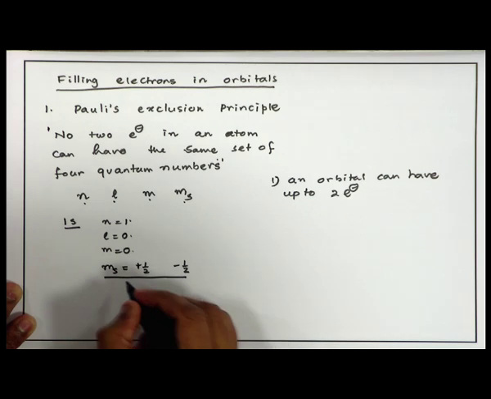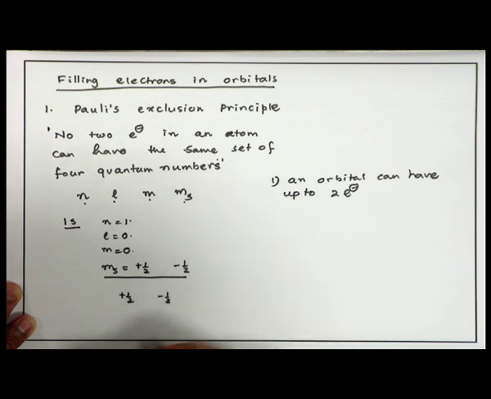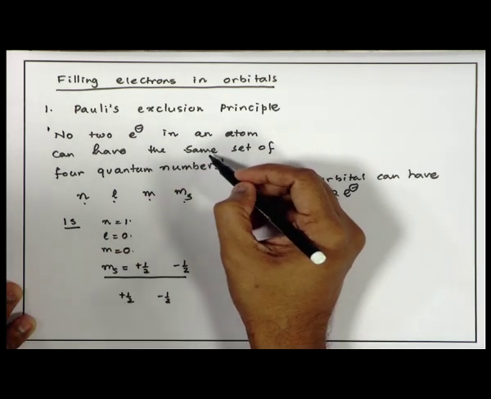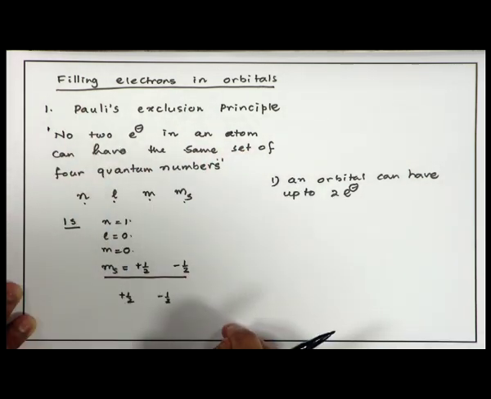Because if I already have 2 electrons, one of them will have plus half spin and the other will have minus half spin, because they cannot have the same set. And if I introduce another electron, the third electron can take either plus half spin or minus half spin. If it takes plus half spin, then again it violates Pauli's exclusion principle, which says that 2 electrons cannot have all the quantum numbers the same.